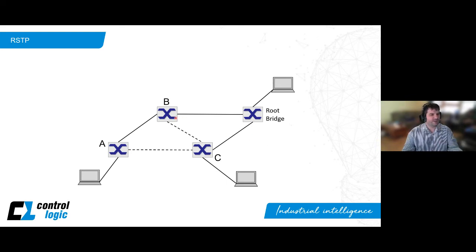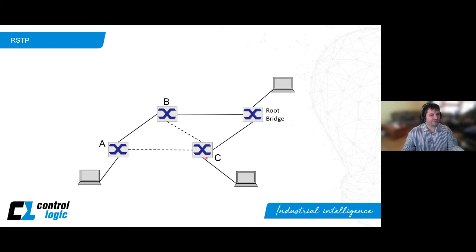So if you look at switch B, which is directly connected to the root bridge here, of course, this connection here is going to be active, and the one that doesn't go to the root bridge will not be the active path, because this one is less hops to the root bridge. Of course, this is a simple diagram. There's more to it than that. We'll go into that in the next slide.